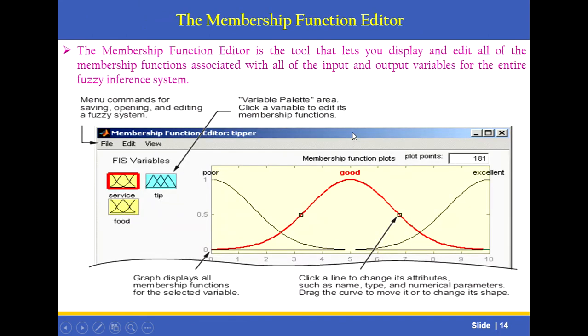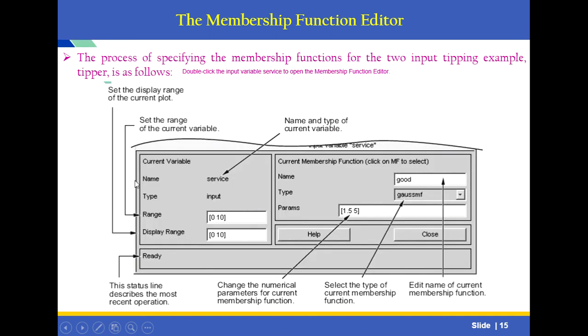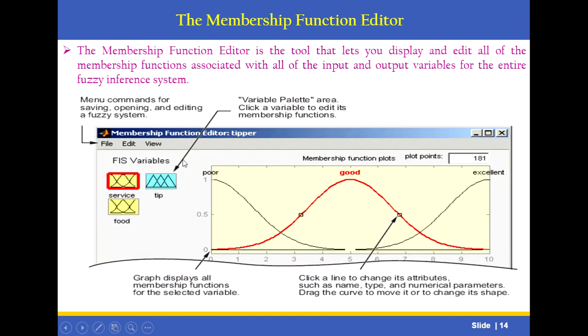Then this is the membership function editor. Here double click on that, you can set the rules. The membership function editor is a tool that lets you display and edit all of the membership functions associated with all the input and output variables for the entire fuzzy inference system. These are the menu commands. If you click File, there are menu commands for saving, opening and editing a fuzzy system. Here these are the FIS variables. Here what are the inputs? These are the input and tipping problem.